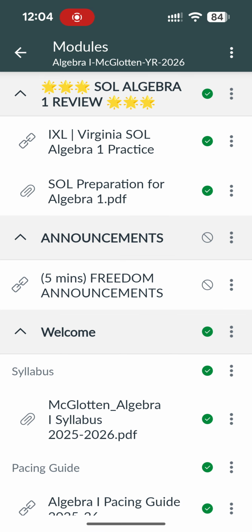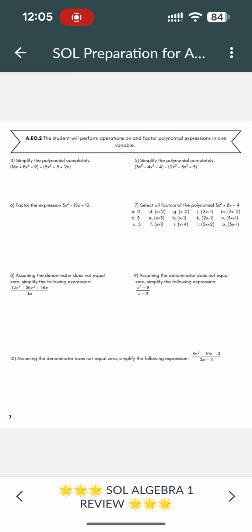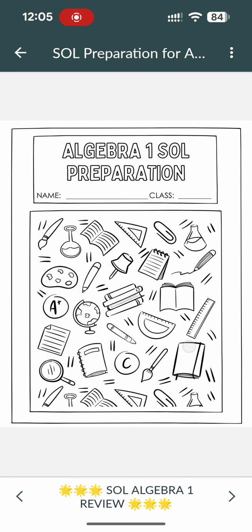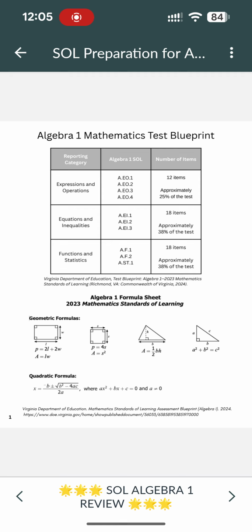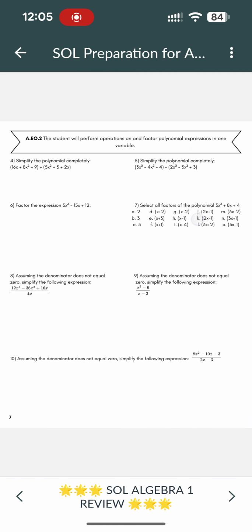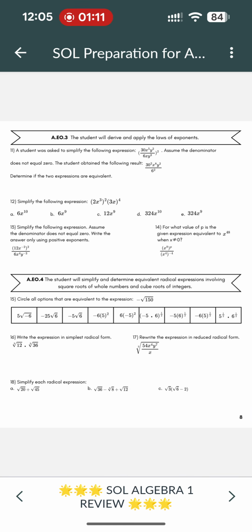Go to Modules. And I've made, all the way at the top, you'll see SOL Algebra 1 Review. Now, where you see the SOL Preparation for Algebra 1 PDF, we'll use that as the example. Click on that. And as you see, it brings up that document, the paper document you have. And you can also take a picture of the document, but this shows you can actually look at the questions that are here. So I'm going to go and let's try to do number 13.